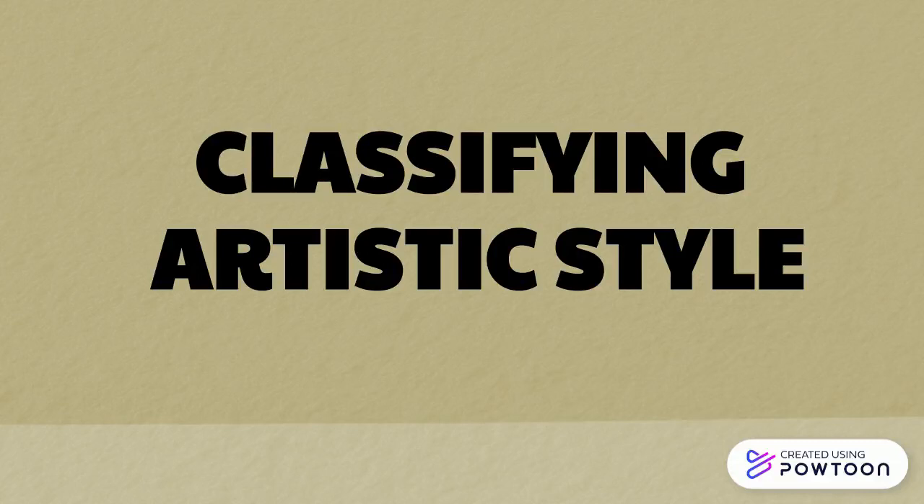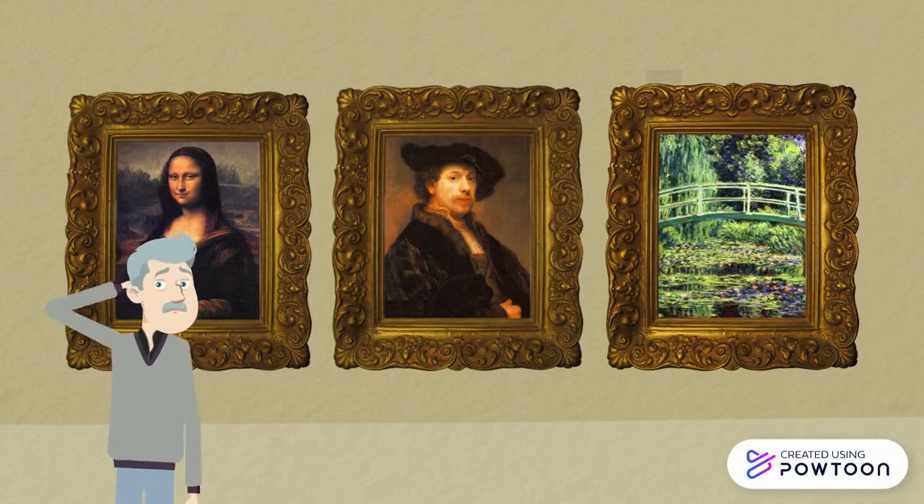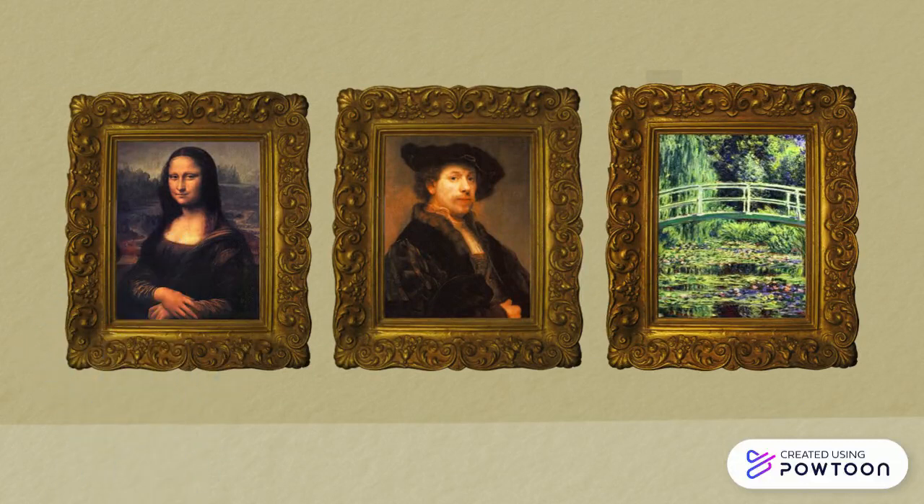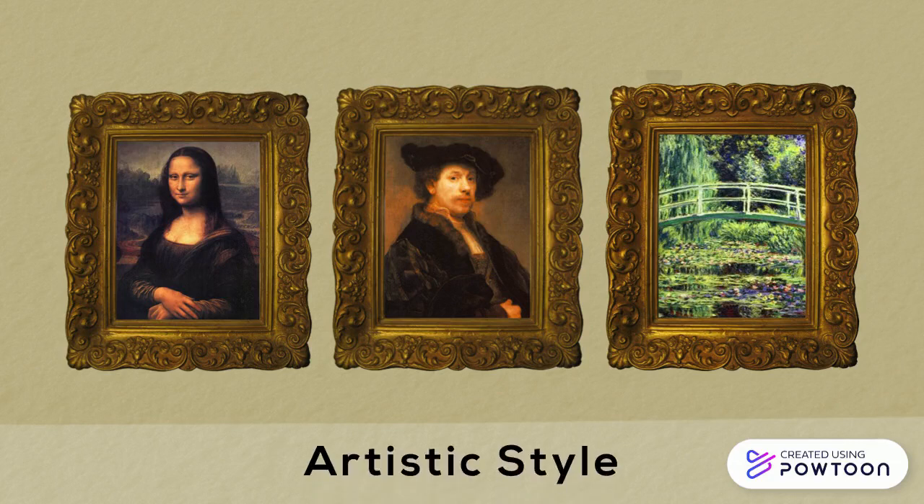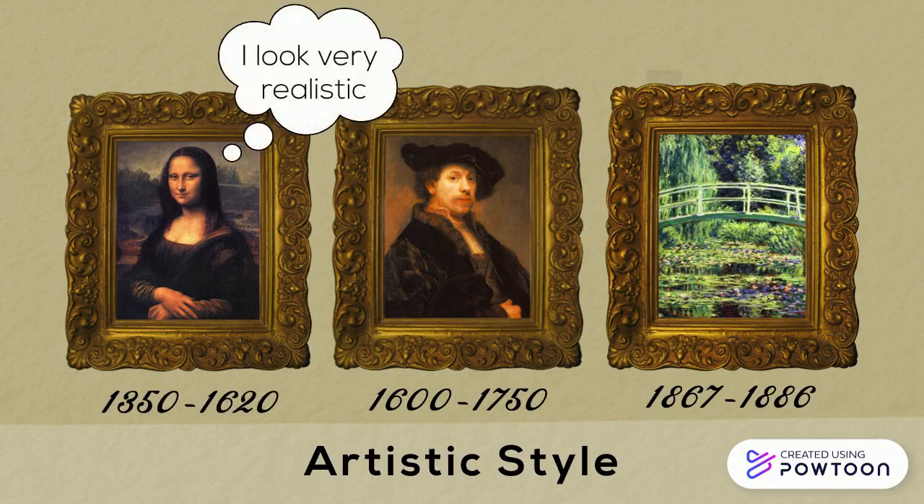You might have heard terms such as Renaissance, Baroque or Impressionism being used in relation to paintings, but what do they actually mean? Each of these represents a different artistic style, which refers not only to the time period in which an artwork was created but also to the defining characteristics of art from that period.